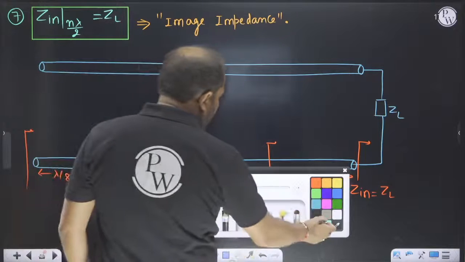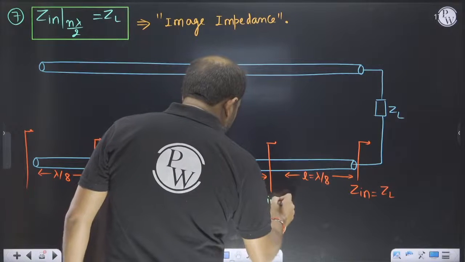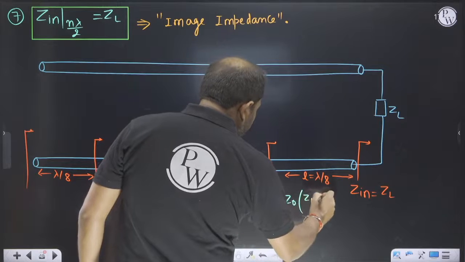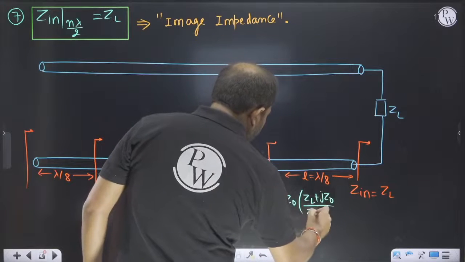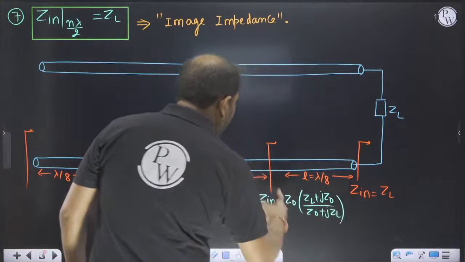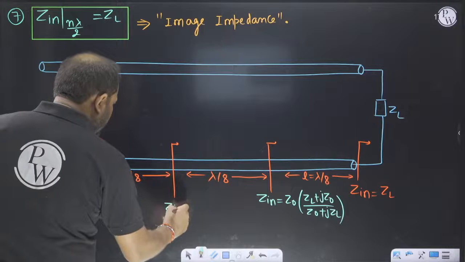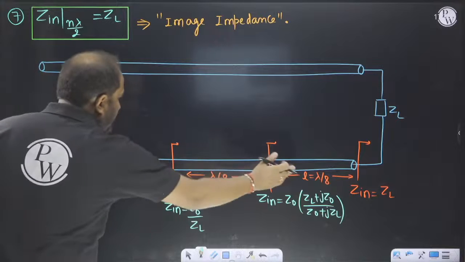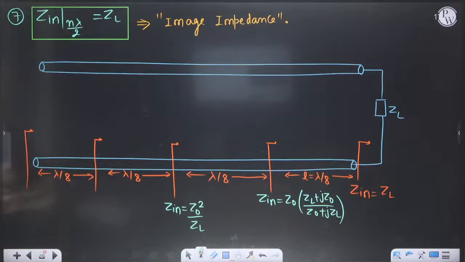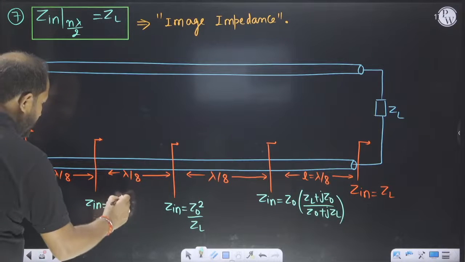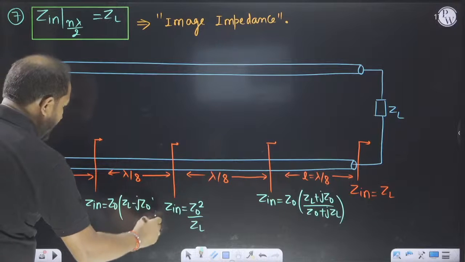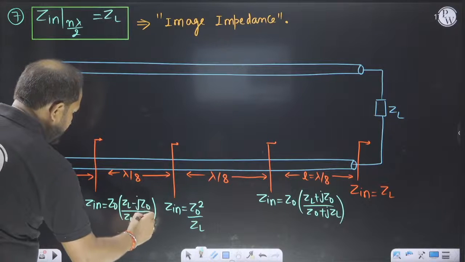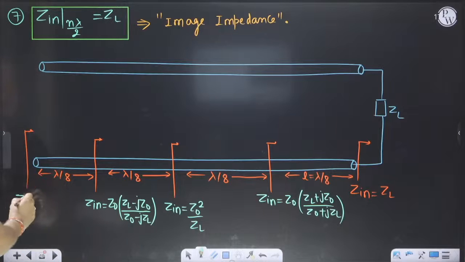So you can note it down that here Zin will be equal to Z0 (ZL plus jZ0) divided by (Z0 plus jZL). This is the formula at this point. At this point, Zin will be equal to Z0 square upon ZL, where our length is lambda by 4. Here the length is 3 lambda by 8, so it will be Z0 (ZL minus jZ0) upon (Z0 minus jZL). And here Zin will be equal to ZL. So you can note it down.